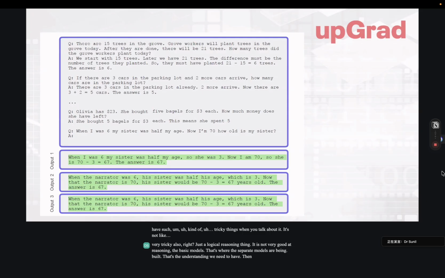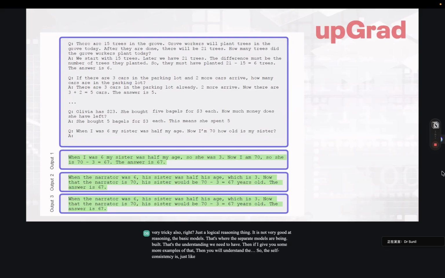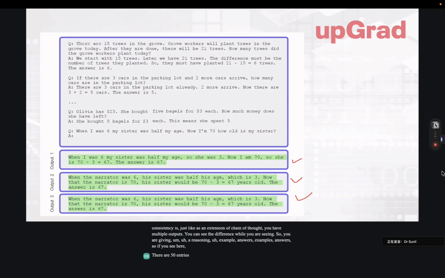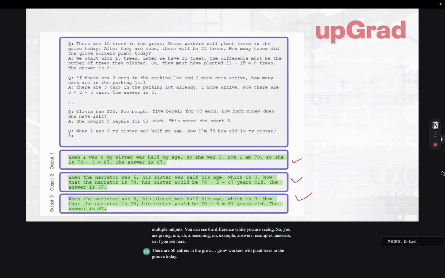Then if I give you some more examples of that, you will understand. So self-consistency is just an extension of chain of thought, where you have multiple outputs. You can see the difference while you are looking at it. So you are giving reasoning examples and answers. If you see here, there are 15 trees in the grove. Grove workers will plant trees in the grove today. After they are done, there are 21. So how many trees were planted?